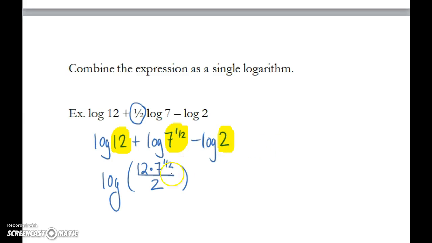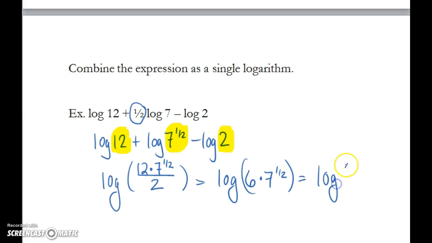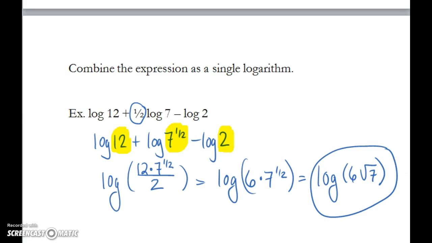So anything that's being divided goes in the denominator of your quotient. Anything that's being added goes in the numerator of your quotient. Now if we wanted to simplify this a little bit further, we could do 12 divided by 2, and that makes 6 times 7 to the 1/2. If you wanted to make that even more simplified, you can write this as 6 square root of 7, because 1/2 power is the same thing as root 7. So this is your most condensed answer.